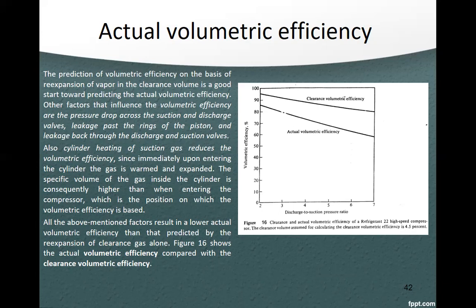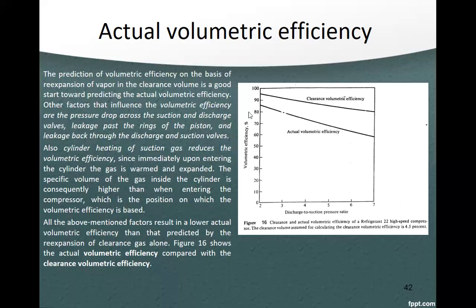All the above mentioned factors result in a lower actual volumetric efficiency than that predicted by the expansion of clearance gas alone. Figure 16 shows the actual volumetric efficiency compared with the clearance volumetric efficiency. Figure 16, clearance and actual volumetric efficiency of a refrigerant 22 high-speed compressor. The clearance volume assumed for calculating the clearance volumetric efficiency is 4.5%, plotted against the discharge to suction pressure ratio.